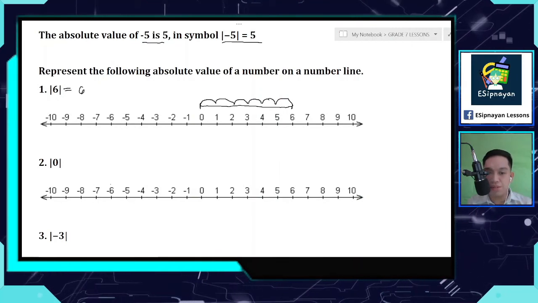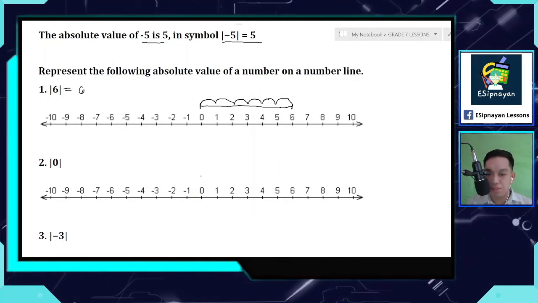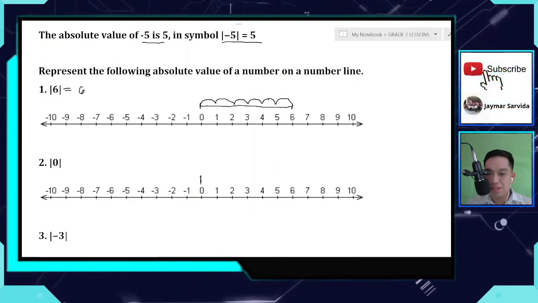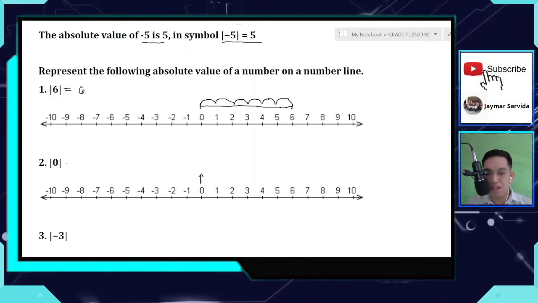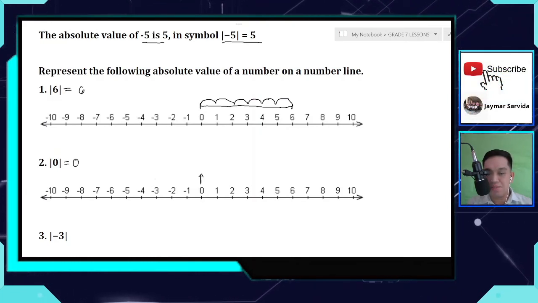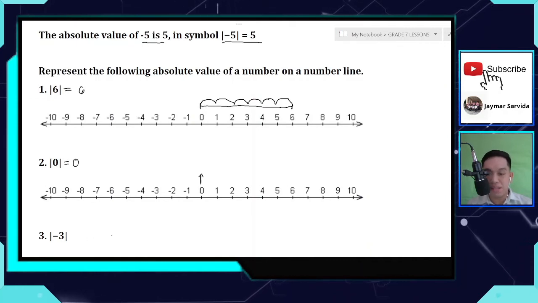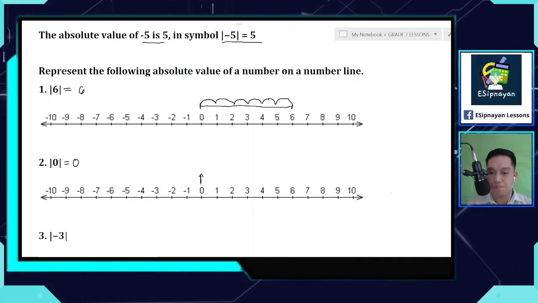Next, number 2. What is the absolute value of 0? Zero itself. Of course, the absolute value of 0 is 0. That is 0 itself. What about number 3? Our lesson is really easy.